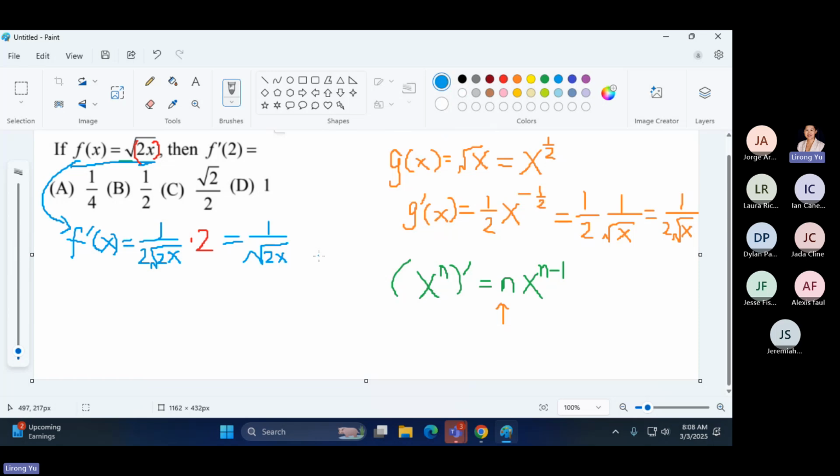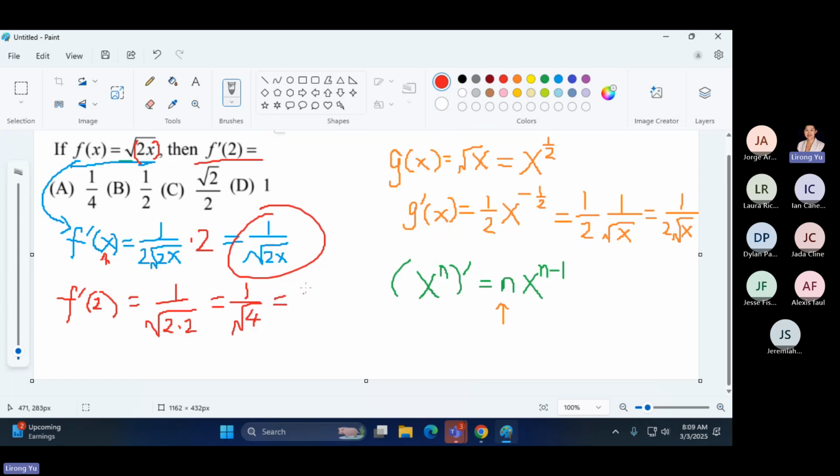And then we want to find f prime of 2. So we have to plug in 2. We're going to plug in f prime of 2, and that means 2 is going to replace the x value, according to the formula. So we're going to calculate 1 over root of 2 times 2, which is 1 over root of 4. And root of 4 is equal to 2. So it's 1/2. Okay, I hope it works out as you calculated.